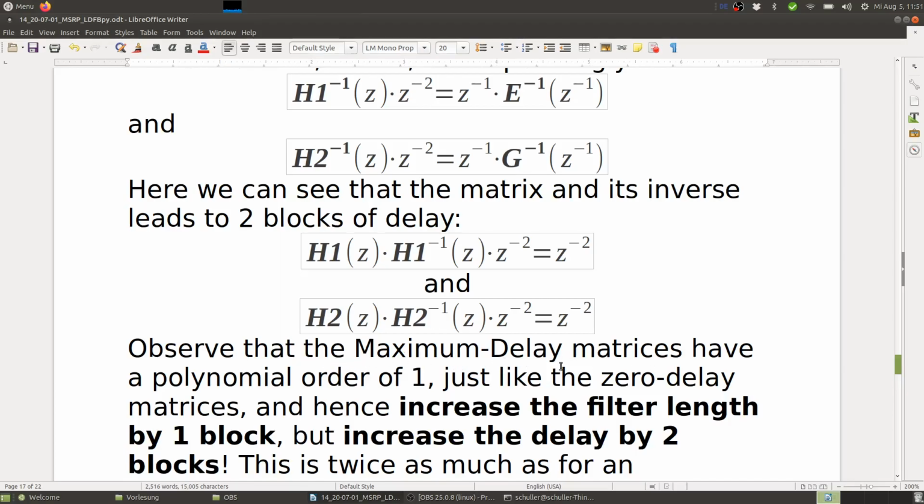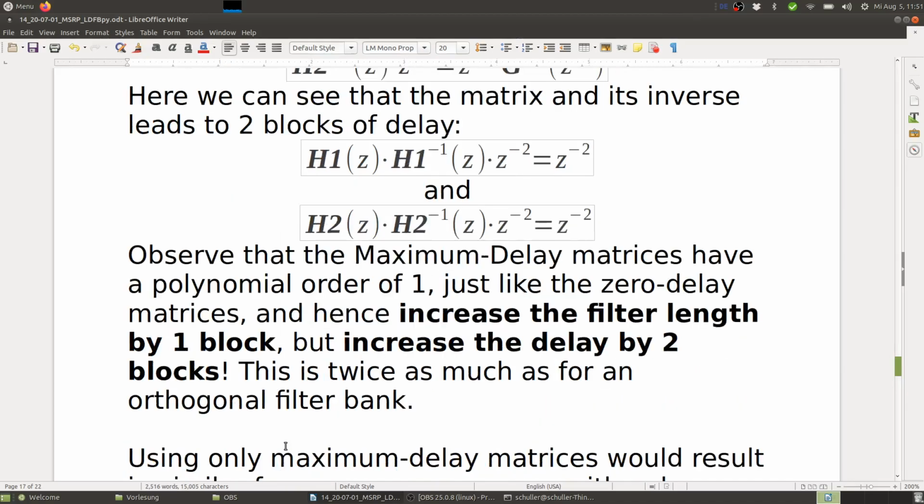Observe that the maximum delay matrices have a polynomial of order 1, just like the zero delay matrices, and hence we increase the filter length by 1 block, but increase the delay by 2 blocks. So this is twice as much as for an orthogonal filter bank. Basically you could say that this maximum delay matrix compensates for the delay that we saved with a zero delay matrix. So if you combine one zero delay matrix with a maximum delay matrix, then we have the delay and the filter length of orthogonal filter banks.